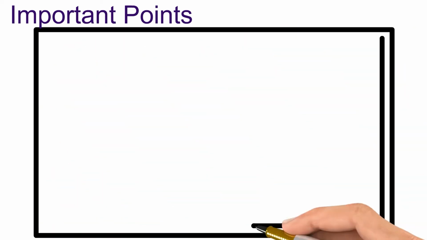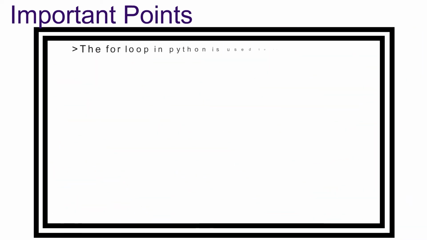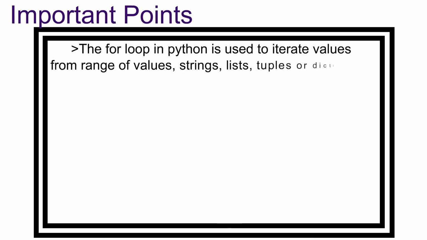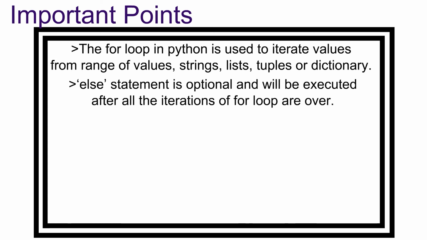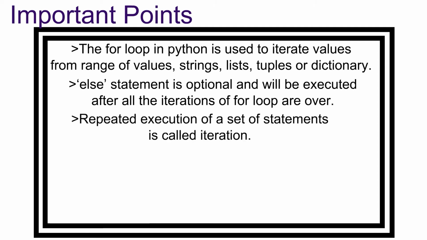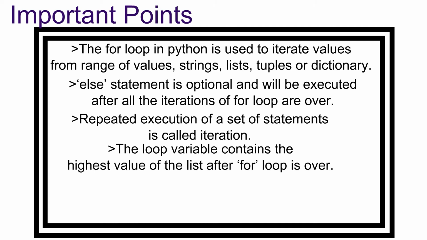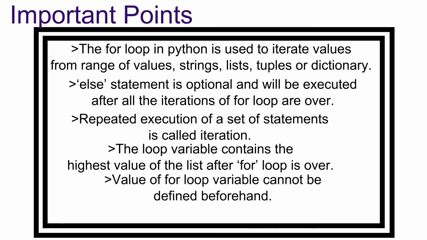Now there are some points that are to be remembered while declaring or using a for loop in Python. These are: the for loop in Python is used to iterate values from range of values, strings, lists, tuples or dictionaries. Else statement is optional and will be executed after all the iterations of the for loop are over. Repeated execution of set of statement is called the iteration. The loop variable contains the highest value of the list after for loop is over. Value of for loop variable cannot be defined beforehand. So this was all about for loops.